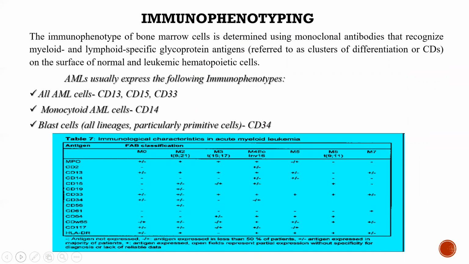The immunophenotype of the bone marrow cells is determined using monoclonal antibodies that recognize myeloid and lymphoid-specific glycoprotein antigens, referred to as clusters of differentiation, or CD, as we already discussed, on the surface of normal and leukemic hematopoietic cells. Acute myeloid leukemia usually expresses the following immunotypes: CD13, 15, and 33. Monocytoid AML cells express CD14, and blast cells of all lineages express CD34.